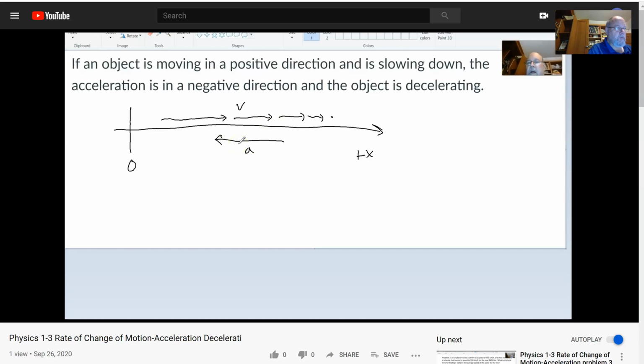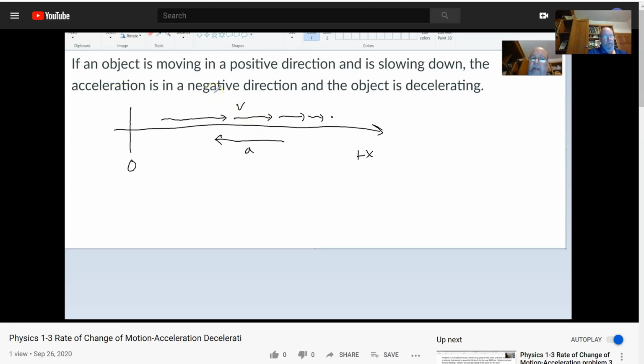So if you were given a fact that the acceleration was 5.0 meters per second squared, for example, and you weren't told that it was in the negative direction, but you noticed that the object was slowing down in the positive direction, you would know that you would need to put a negative in front of the acceleration value. So this is what's going on if the object is moving in a positive direction and is slowing down. The acceleration is in a negative direction, and the object is decelerating.